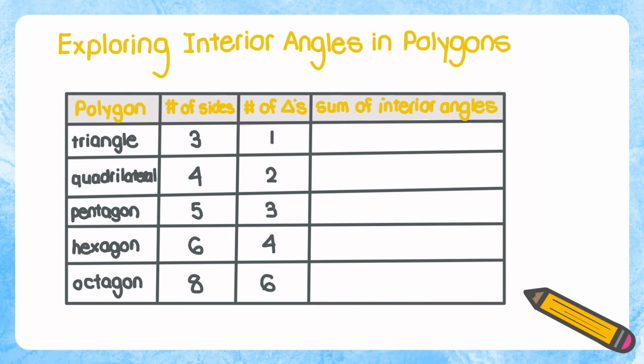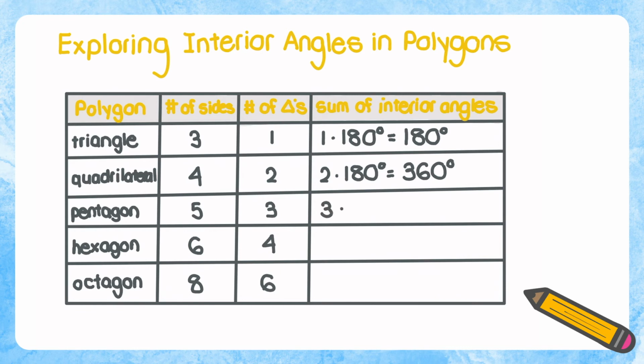We know that the interior angles of a triangle equal 180 degrees. So it's going to be 180 degrees times however many triangles we found in that polygon. So in a triangle, there's only one triangle. So 1 times 180 degrees equals 180 degrees. In a quadrilateral, there were 2 triangles, and 2 times 180 degrees is 360 degrees. The sum of interior angles of a quadrilateral is 360 degrees.